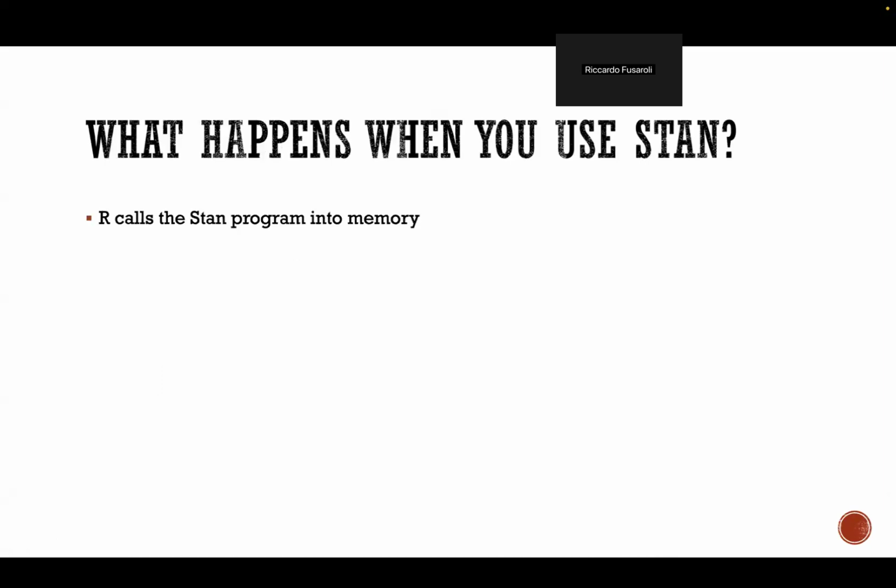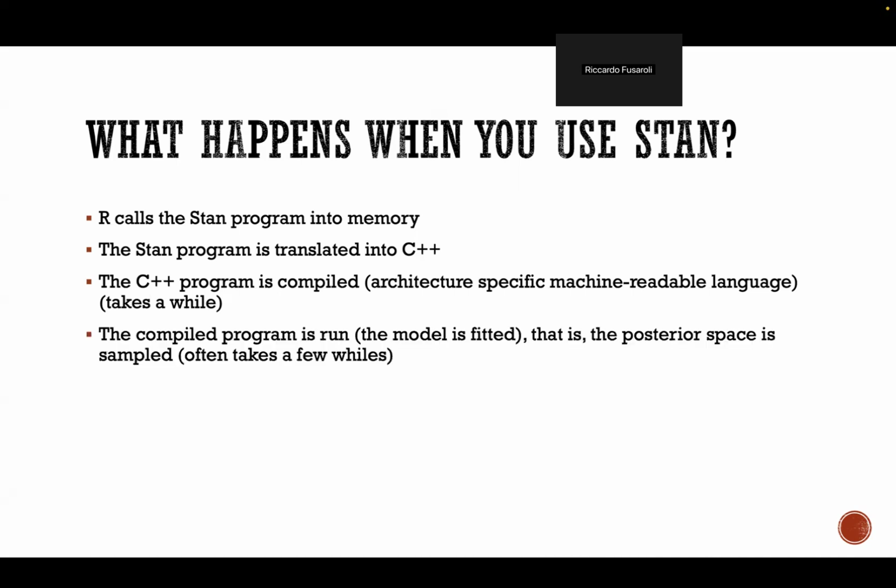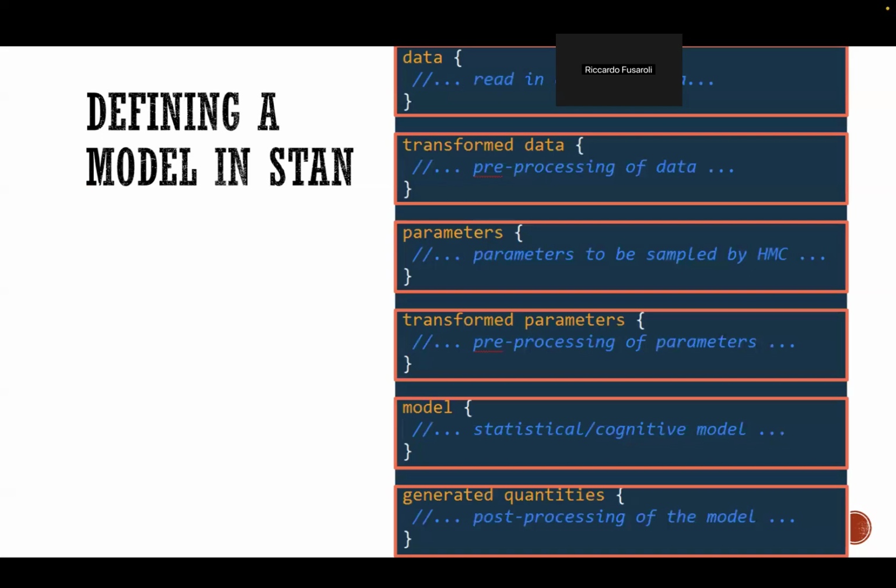So what happens when you use Stan? R calls the Stan program into memory. The Stan program is translated into C++. The C++ is compiled into an architecture-specific machine-readable language, meaning that it compiles to different programs according to, for instance, whether you're using Mac or Windows. Right? You cannot pass those files around. And then the compiled program is run. The model is fitted. That is, the posterior space is sampled and explored. And it often takes a while. The output, samples, and diagnostics are made available to R.